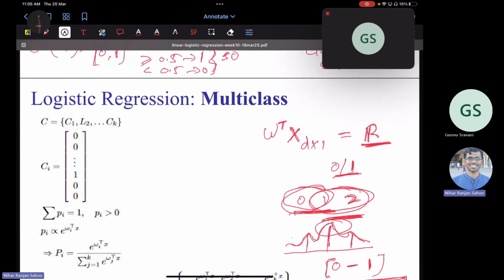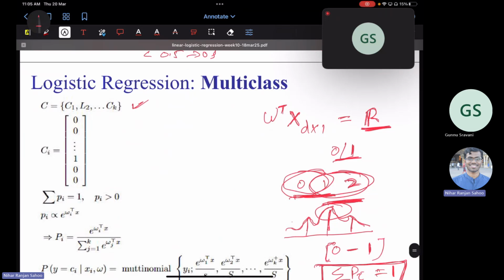Now in multiclass, how do we do this? What is given to us? We are given k classes. But how do we represent k classes in the logistic regression formulation? We have to convert them into something called one-hot vectors. Let's say you are converting 0, 1, 2 into one-hot vectors.